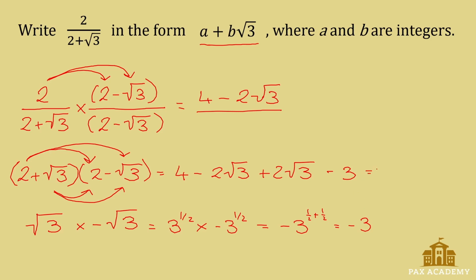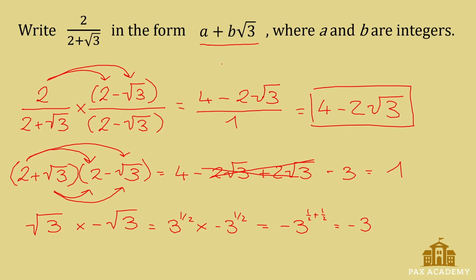A half plus a half is 1, so we get minus 3. Okay, so as you can see here, minus 2 square root of 3 plus 2 square root of 3 is equal to 0, right? So we can get rid of this. And then we're left with 4 minus 3. So 4 minus 3 is simply 1. So then we have 1 in the denominator. Then we know that anything divided by 1 is simply itself. So in this case, we can rewrite this as 4 minus 2 square root of 3. Okay? And so we've achieved the form that they asked us in the exercise.